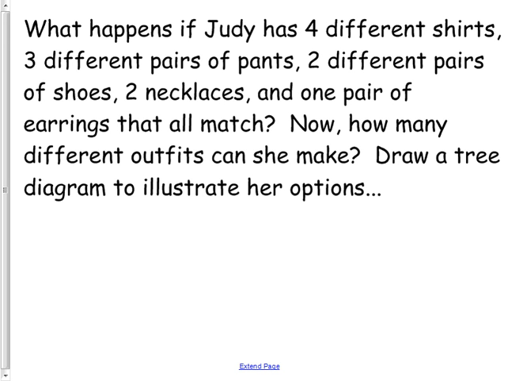Just multiply them all together. 4 times 3 times 2 times 2 times 1. Now, who's got a lot of choices? Well, McDonald's has a lot of choices. Go to McDonald's, don't you have like a bazillion choices of what you could order? I'll give you an example.